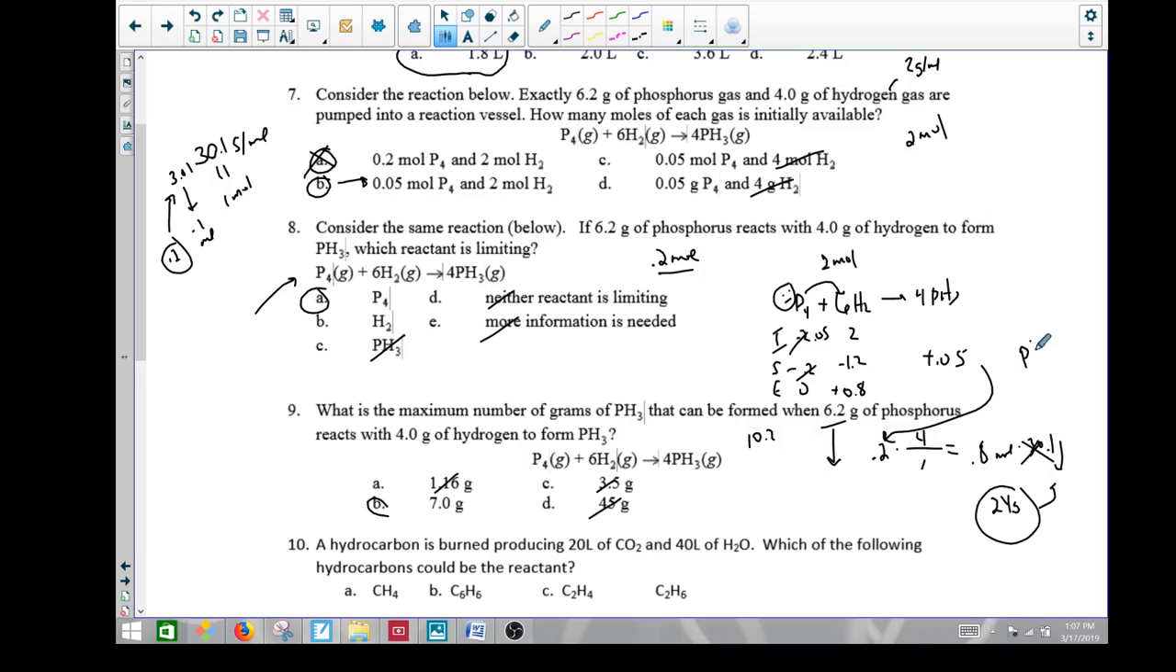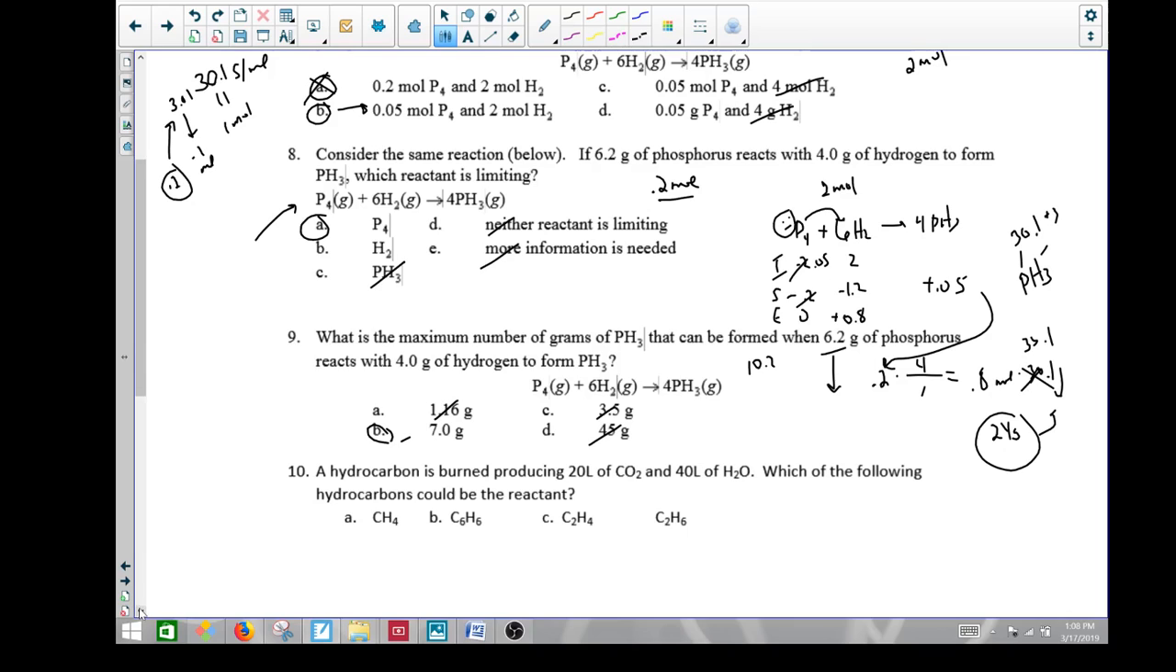It's PH3. It's close. This guy is 30.1 plus 3, which is 33.1. Okay, so 0.2 times 33.1 equals 6.62. And therefore, this is correct.